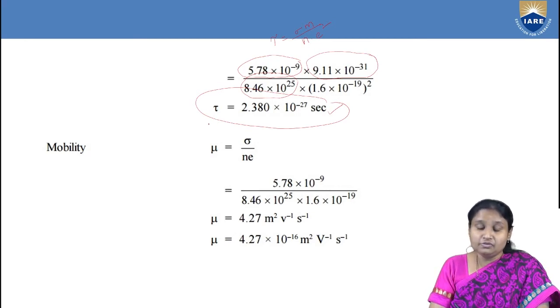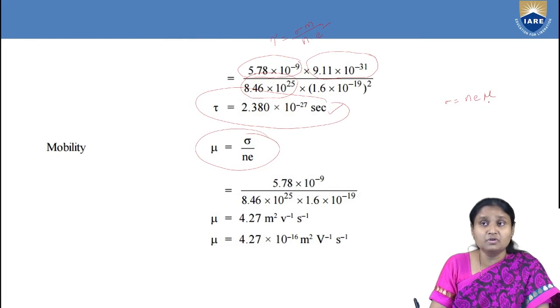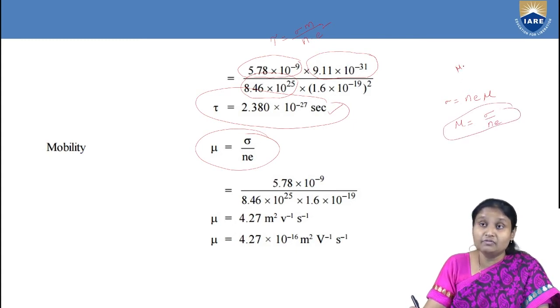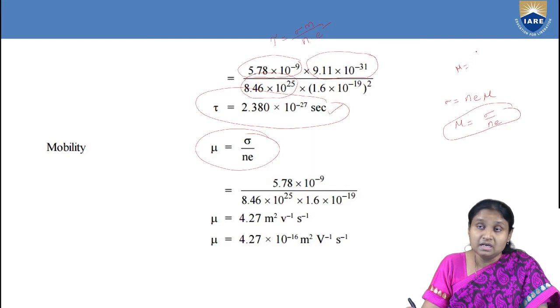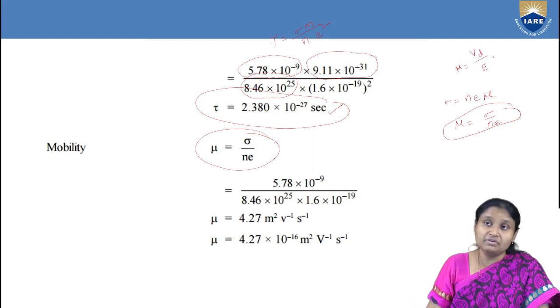And what else do we need to find? We need to find mobility. For mobility, we have one very important formula. Generally, conductivity is taken as N e mu, where N is carrier concentration, e is charge of electron, and mu is mobility. So from this, how can we get mobility? Sigma by N e. This is another formula for mobility apart from the formula which I told you during the discussion of definitions, that is, drift velocity per unit electric field applied.